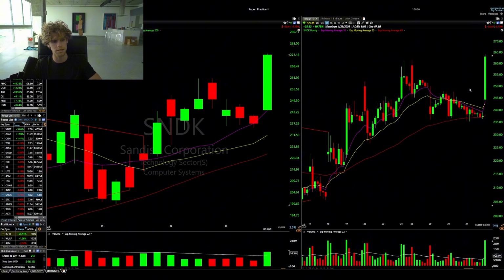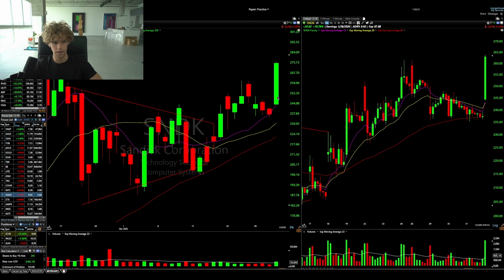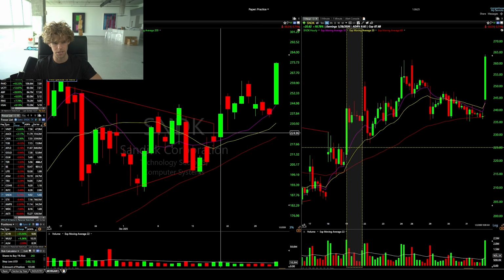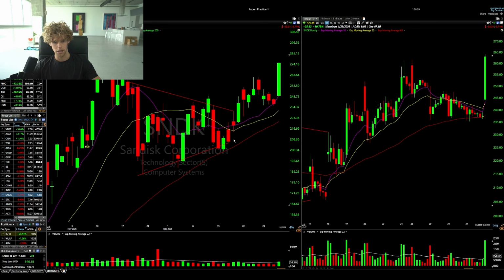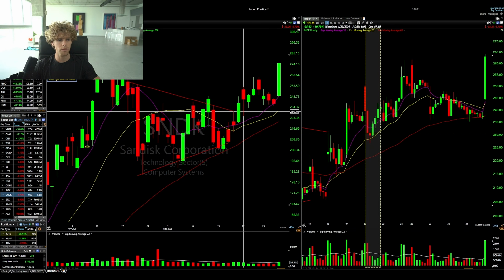So you could use the 1 minute highs in this example. But I bought it here, and I didn't buy more here because I was comfortable with the position that I had here. But let's go to profit taking and moving your stop losses up.